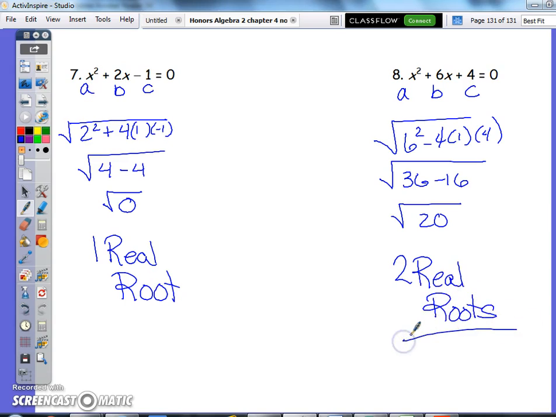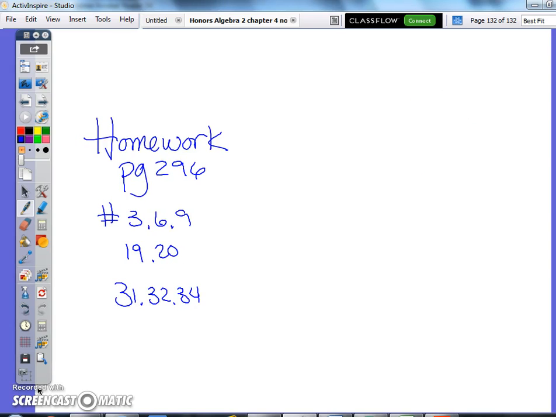Two real roots. There we go. Here's your homework, page 296, 369, 19, 20, 31, 32, 39.